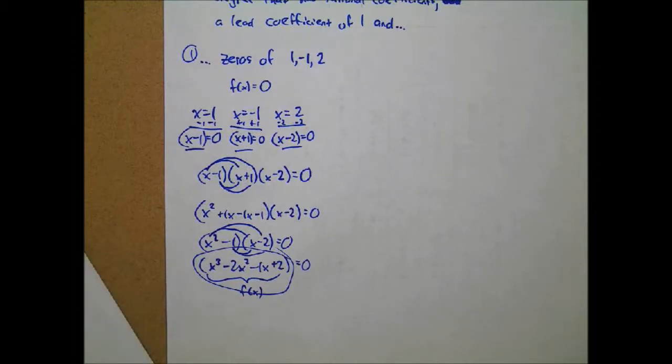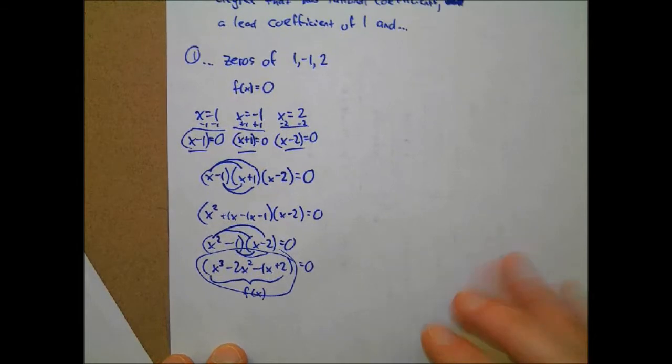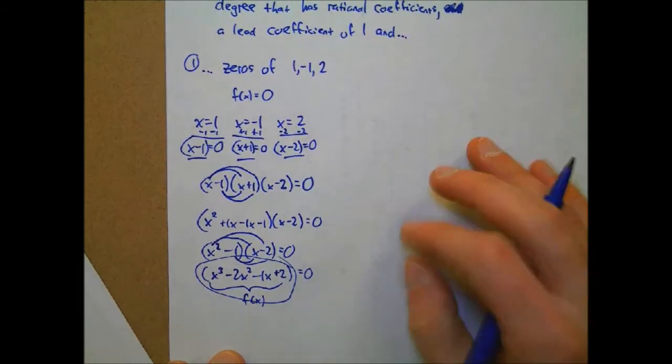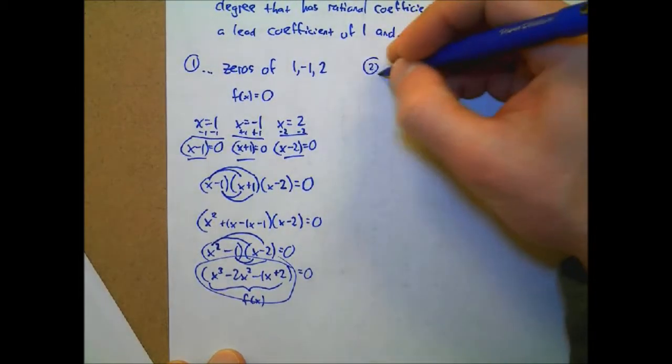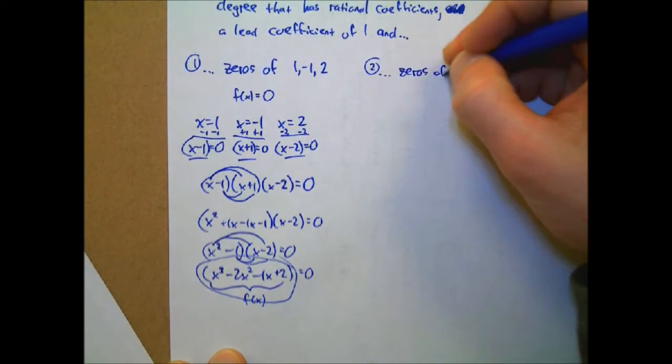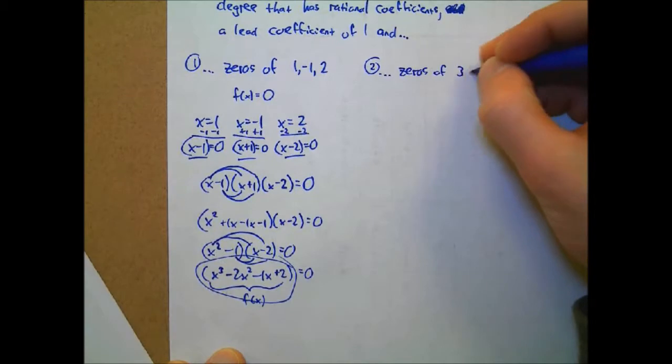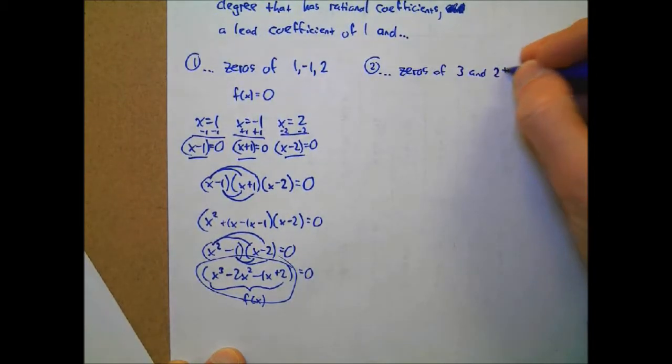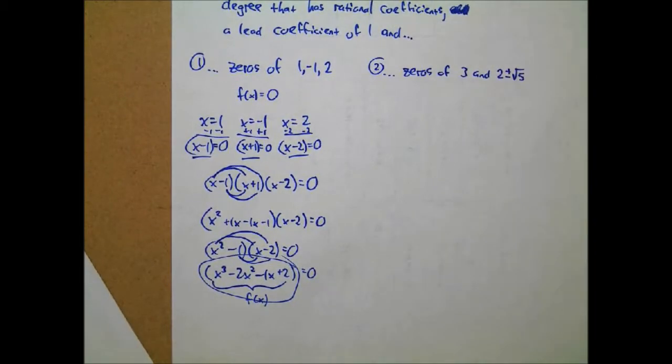So far, so good? Okay. Of course, we had other kinds of zeros than just these nice integer numbers. So, for example, what if we have zeros of 3 and 2 plus or minus the square root of 5? Oops, off the screen. There we go.